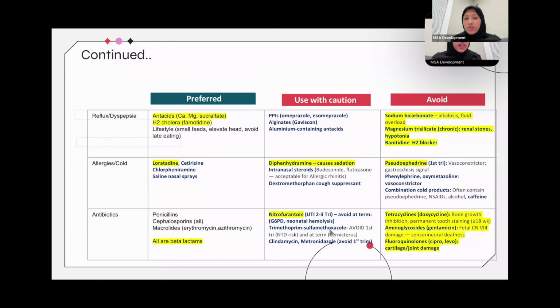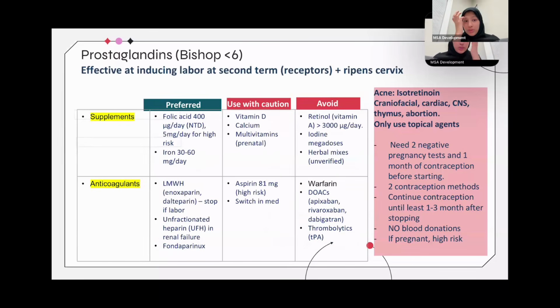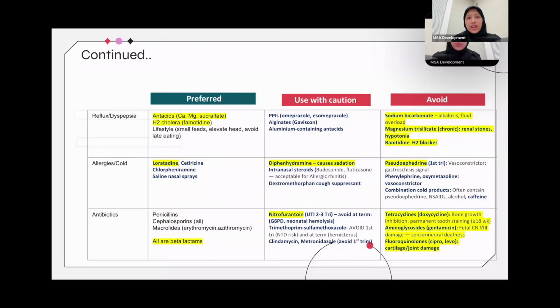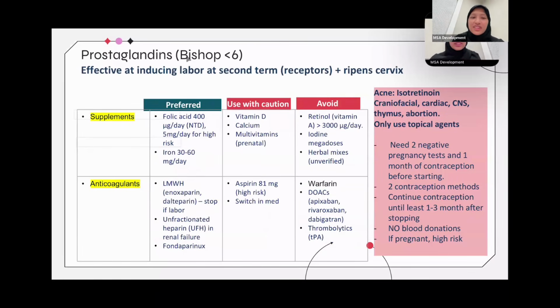Trimethoprim-sulfa: avoid in the first trimester because of neural tube defects, and at term it can cause harm. So do not use that, and do not use the other antibiotics either. The avoiding is more important.